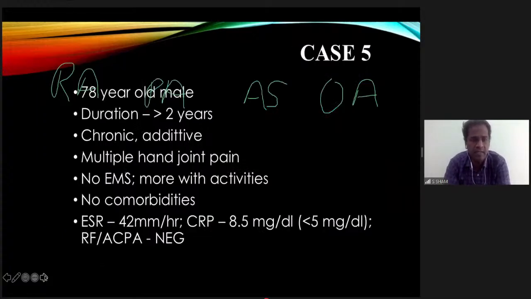So here we have an elderly female with more than 2 years of chronic additive pain, multiple hand joint pain. So look at the age. It's a chronic additive one. ESR and CRP are mildly elevated. The other inflammatory markers were normal. She didn't have any morning stiffness. It was basically more with activities. So, elderly female, pain more with activities, no morning stiffness.